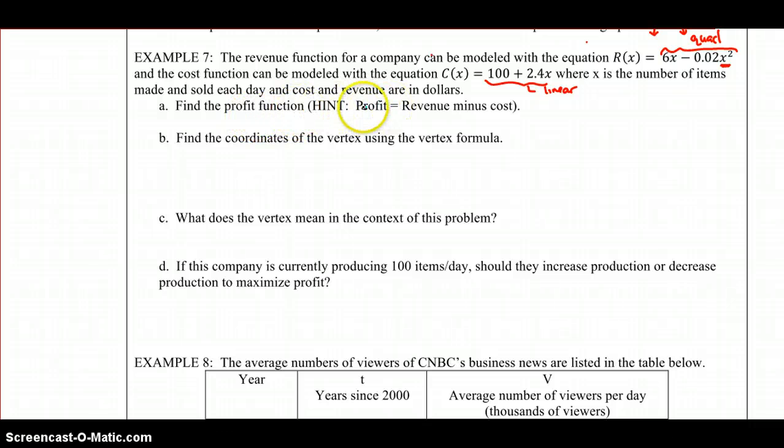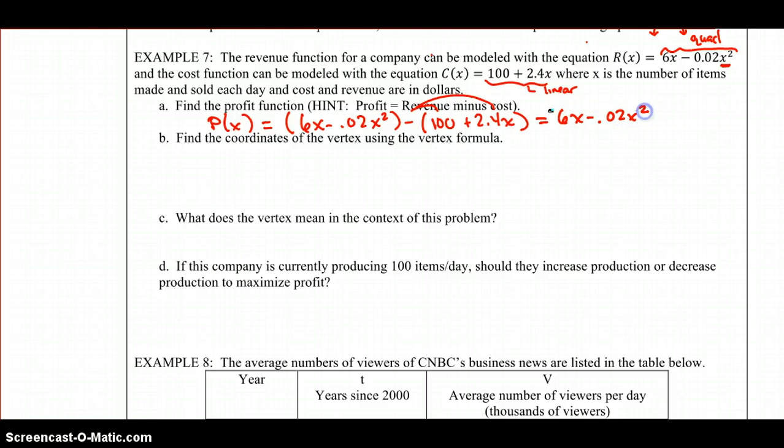And they've given us a hint here where profit is the total amount of money you take in minus all the money that you had to pay out. So our profit function would be revenue, so this whole quantity, 6x minus 0.02x squared, minus this whole quantity. We need to be careful so that we do distribute the negative through. Here there's nothing, positive 1 if we want to think about it. If we distribute, we're just going to get 6x minus 0.02x squared minus 100 minus 2.4x.